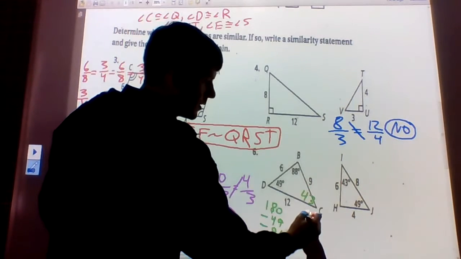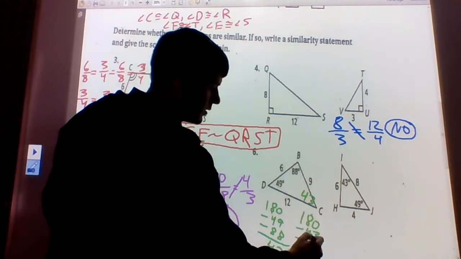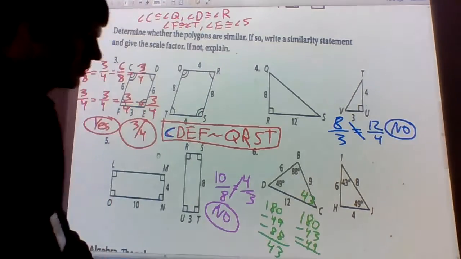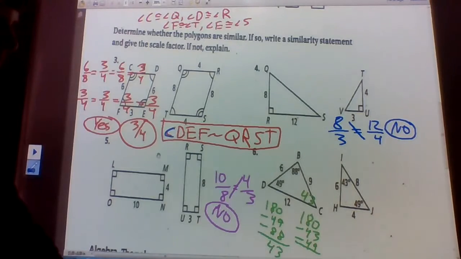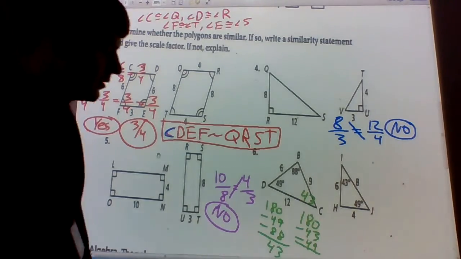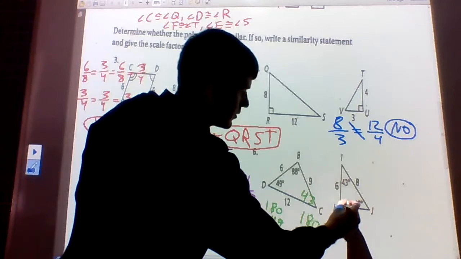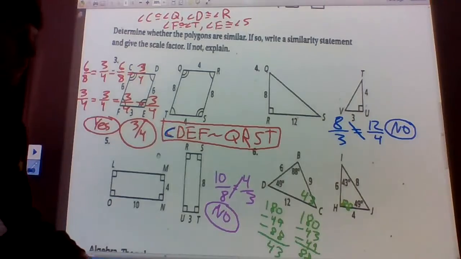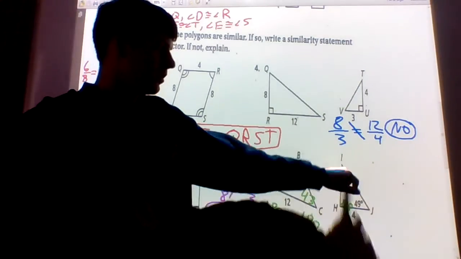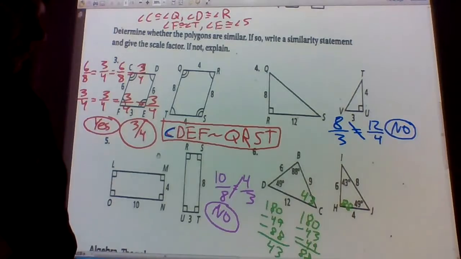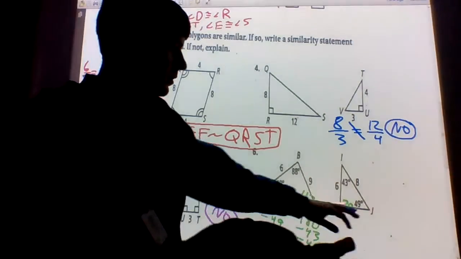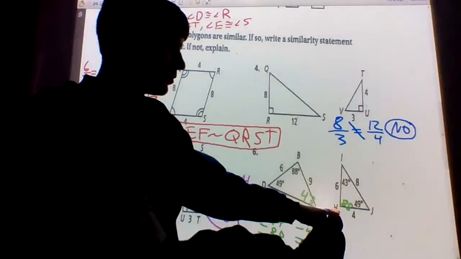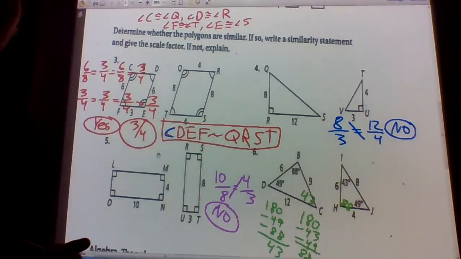Okay, and then we can do this one, 180 minus 43 minus 49. So this is going to be 88. Okay. So do we have 3 pairs of congruent angles? Yes. C matches up with I. They're both 43 degrees. D matches up with J. They're both 49 degrees. And B matches up with H. They're both 88 degrees. So we have 3 pairs of congruent angles.